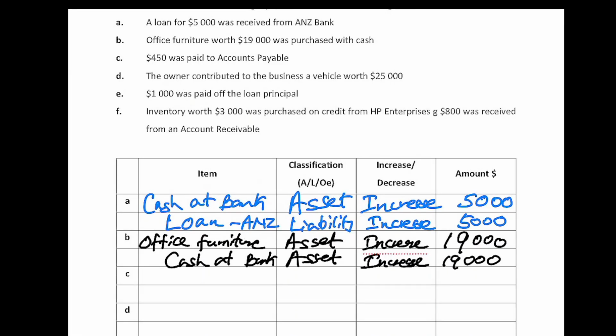Next one. 450 was paid to accounts payable. What will happen? So we pay 450 to accounts payable. What will happen? What items are affected?